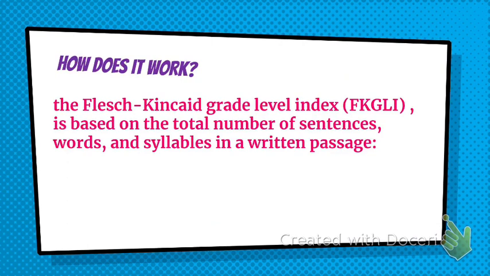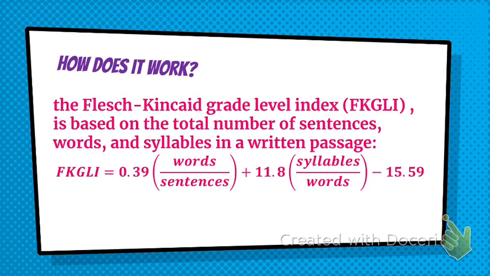How does it work? It's based on sentences, words, and syllables in a written passage. And this is the formula that is used. It's kind of weird, but it looks like this. Keep in mind, when you're doing your spreadsheet, this does not change, just like the points for a touchdown pass is 4 points. It's not 1 week going to be 10 points. It's always 4 points unless it changes overall.